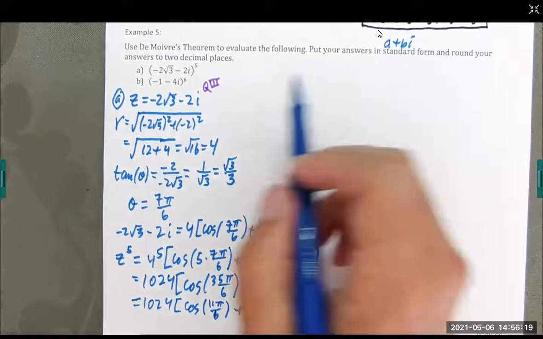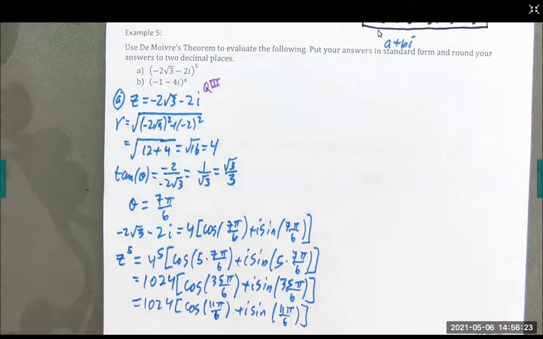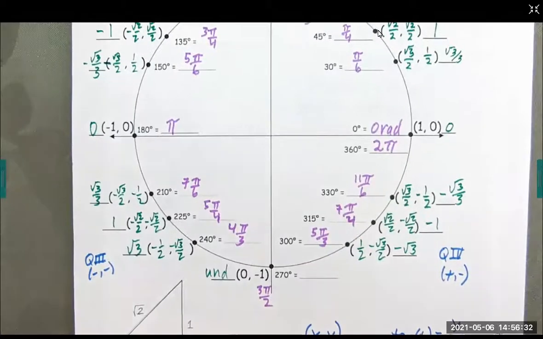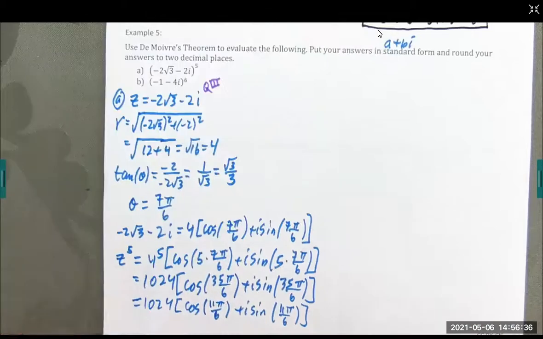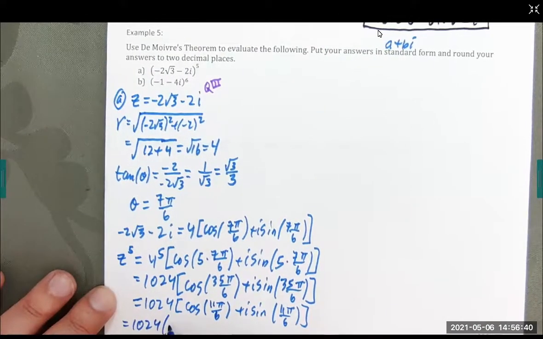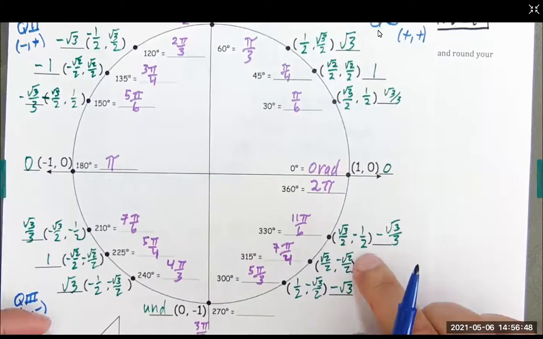I know it says round your answer to 2 decimal places. We'll have to do that for B. For this one, we don't have to. We can actually get exact answers. So let's see, 11 pi over 6. Let's get our unit circle out. Cosine of 11 pi over 6. Here's 11 pi over 6 over here. Cosine is the x, so root 3 over 2. The sine of 11 pi over 6 is the y coordinate, that's negative 1/2.